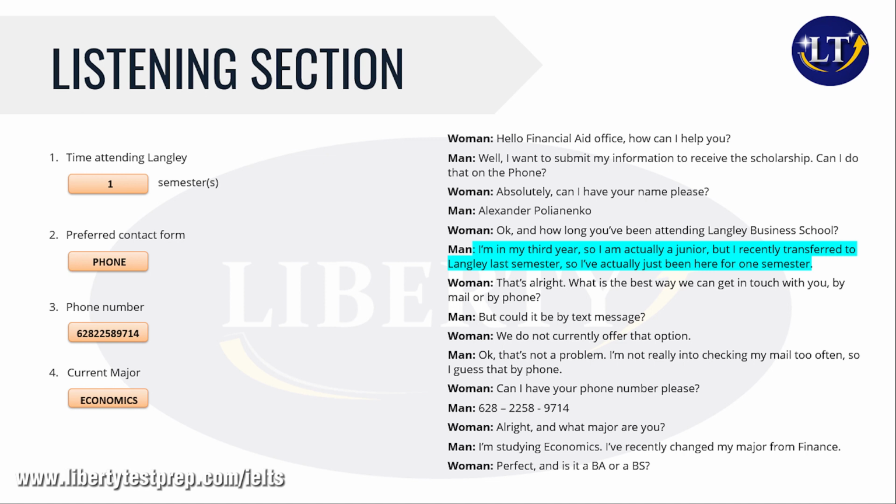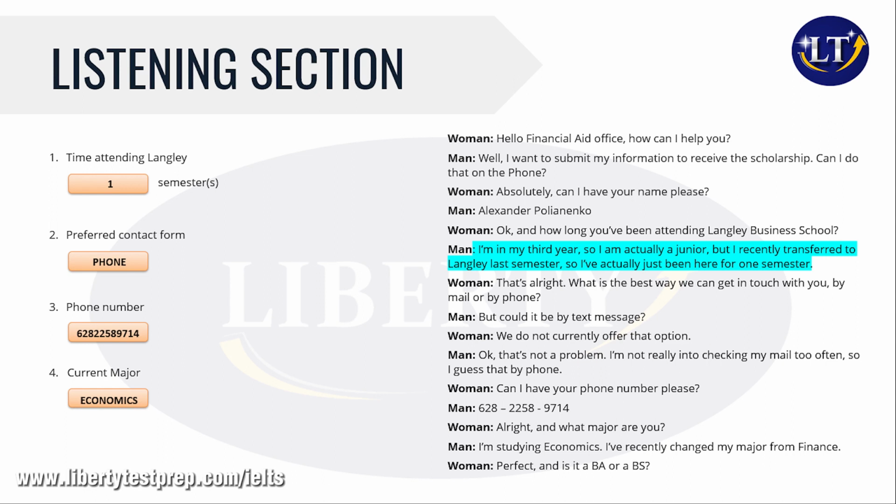On the IELTS, they will give you different numbers along with your answers, so you get confused. But he says, I'm in my 3rd year. He doesn't say anything about semester. And then he says, but I recently transferred to Langley last semester. So I've actually just been here for 1 semester. So the answer is at the end: I've actually just been here for 1 semester.